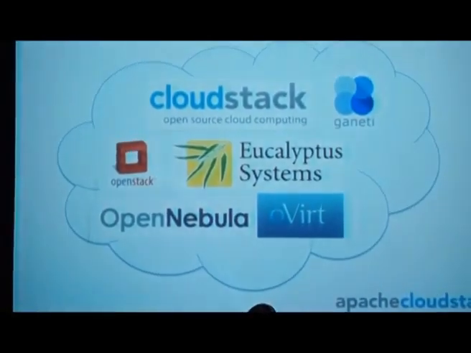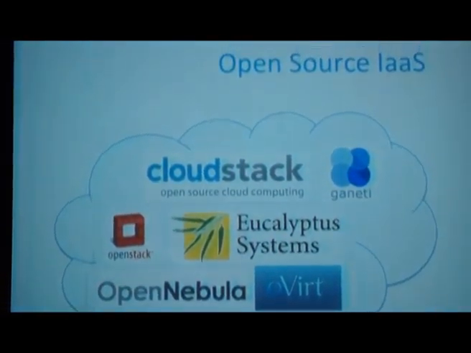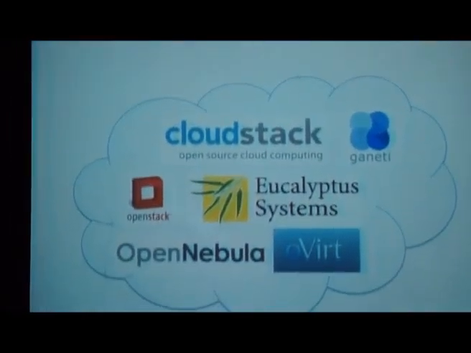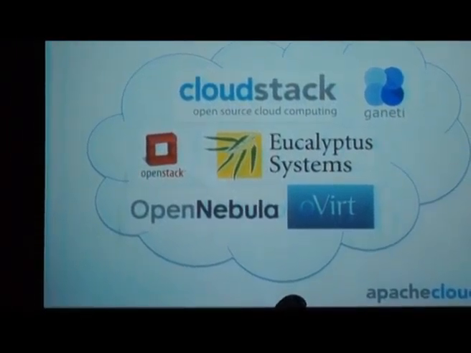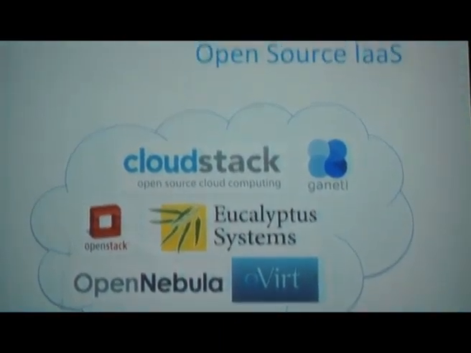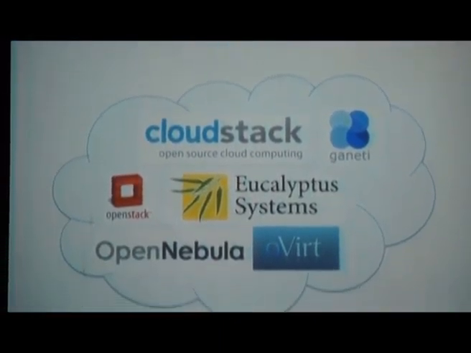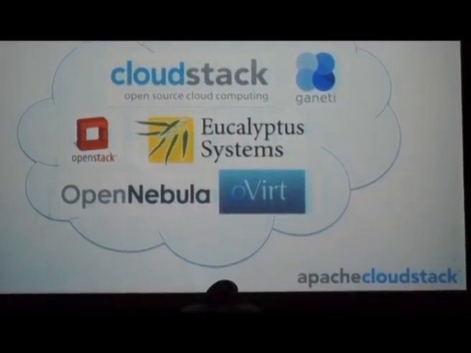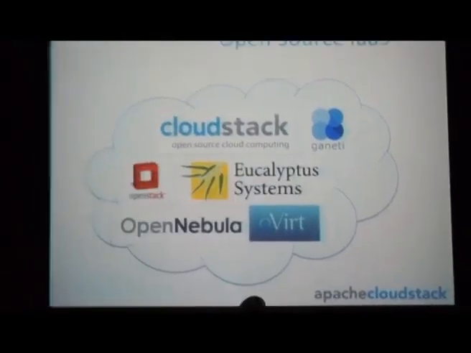Then there was OpenNebula from Spain. What was interesting here is that Eucalyptus really started from the API, and they wanted to build something with very high fidelity to the API, whereas OpenNebula started more from the bottom, where what they wanted to do was really manage virtual machines in the data center. And they worked their way out, but they didn't start by concentrating on the API.